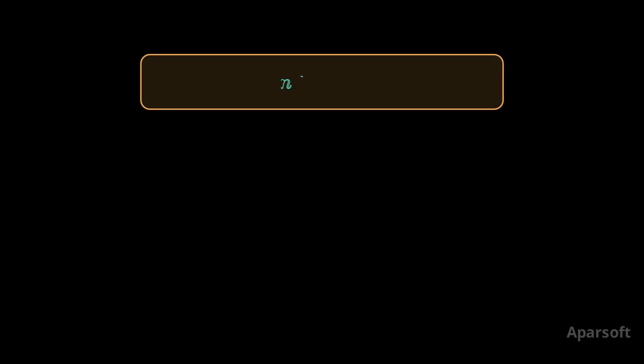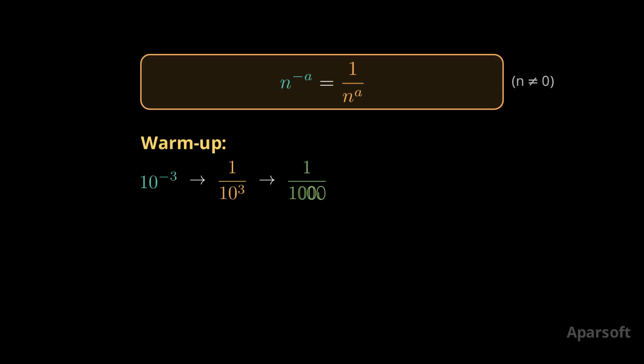Here is the golden rule. n to the power negative a equals 1 over n to the power a. The negative exponent flips the base into the denominator. Let us warm up with 10 to the power negative 3. Using our rule, this becomes 1 over 10 cubed, which is 1 over 1000. Simple. Now let us apply this rule to all 5 parts.